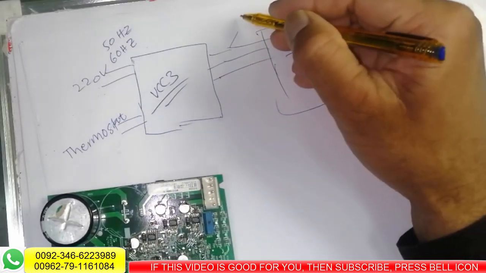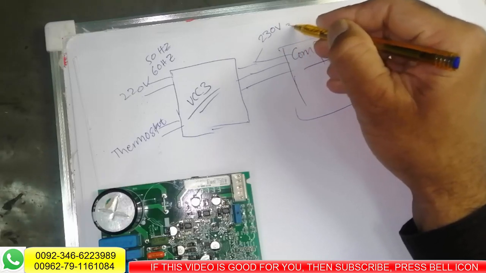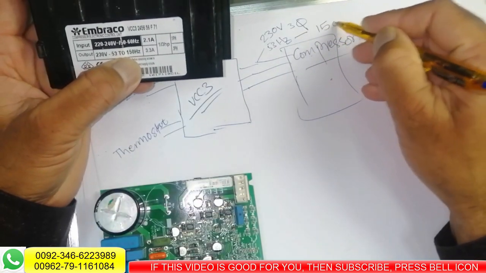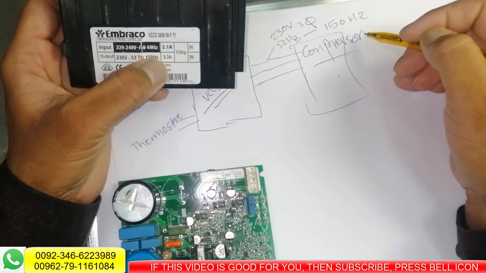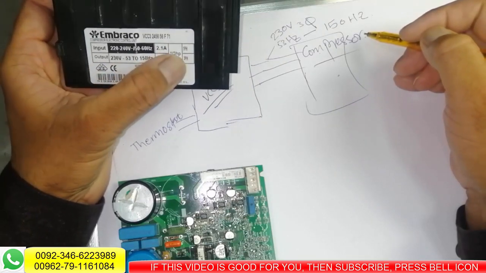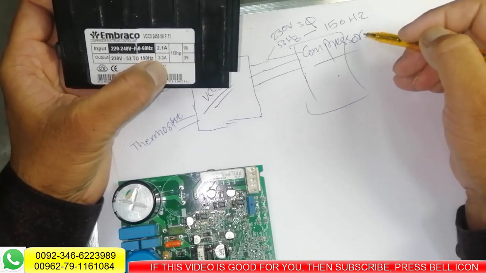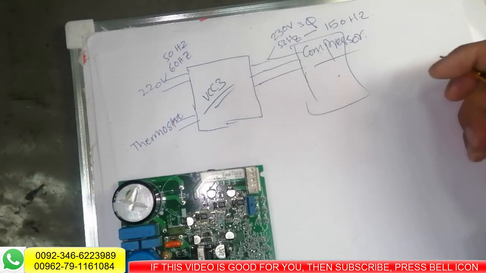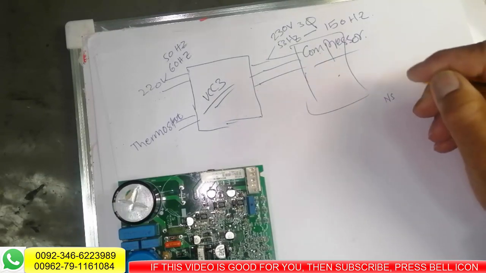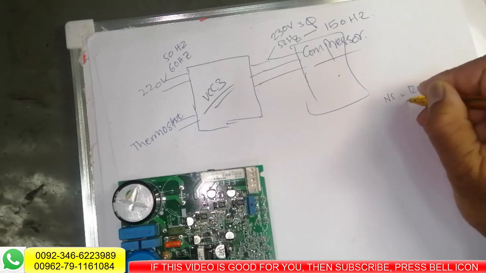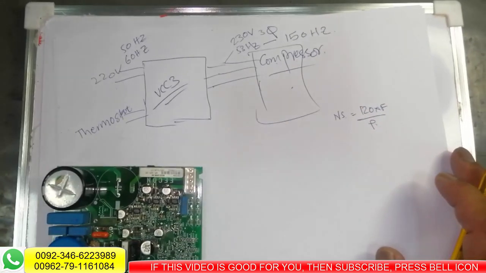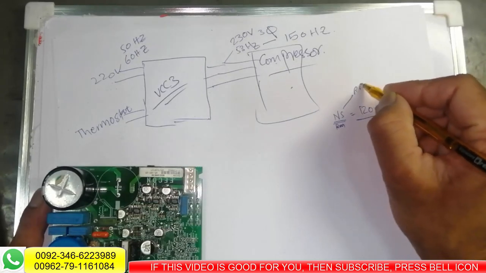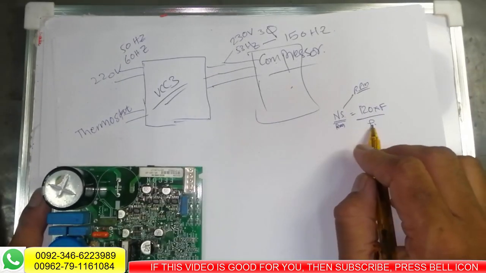And here we get 230 volt, 3 phase, 53 hertz to 150 hertz. At input it takes 2.1 ampere single phase, and the output is 3.3 ampere. What is the phenomenon behind this? Because we know when we calculate a motor's RPM, Ns = 120 × F / P. When we calculate the speed of a motor, Ns is the number of revolutions per minute of any motor, and P is the number of poles: 2, 4, 6.